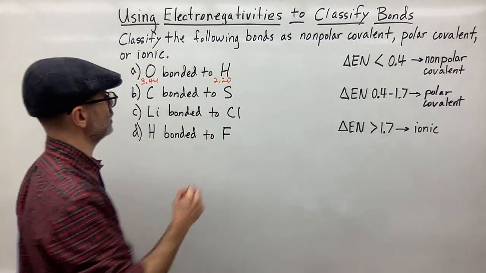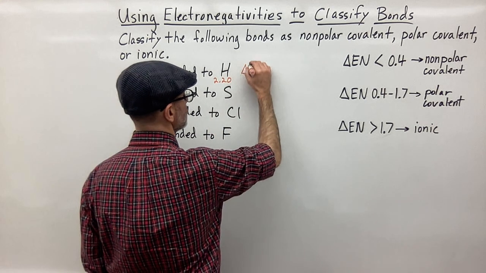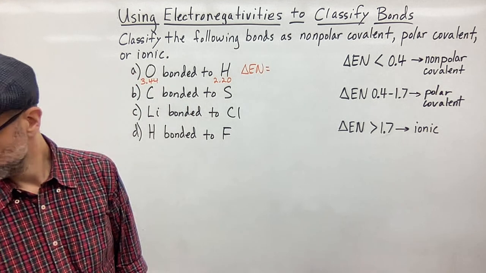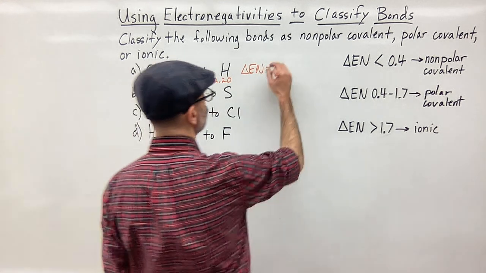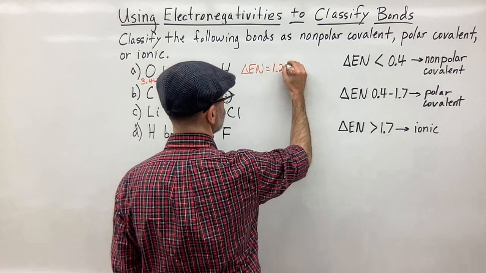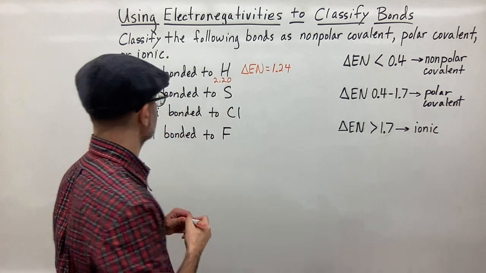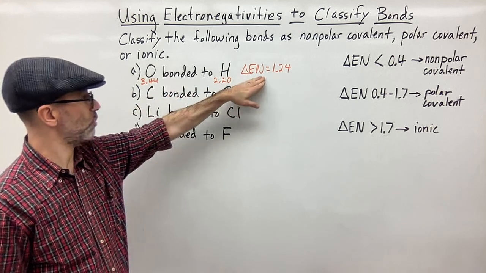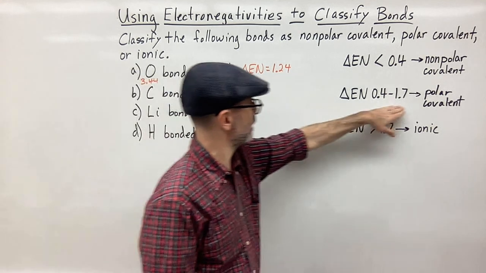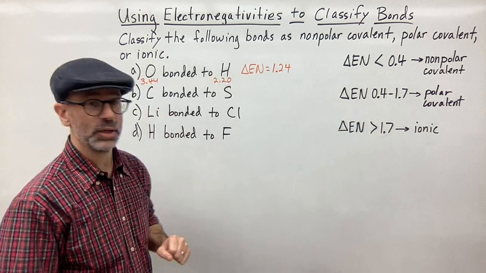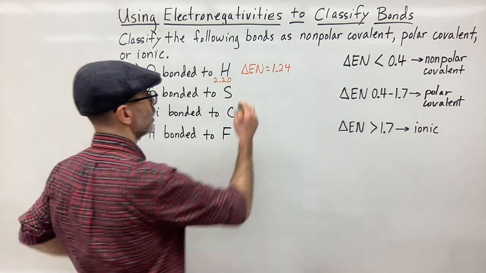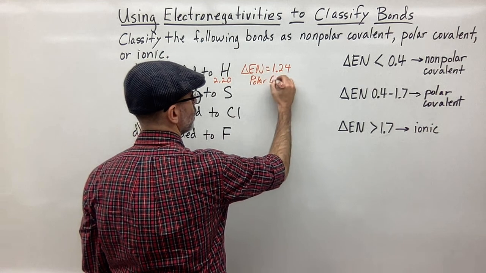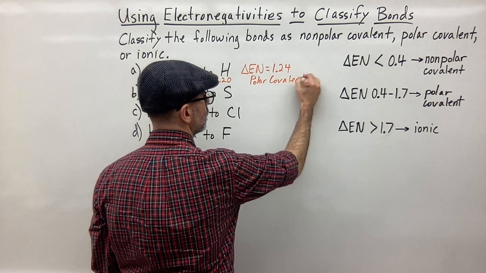And so that's going to give us an electronegativity difference of 1.24. Because the electronegativity difference between these two is 1.24, we're within this range here. So that would be polar covalent. I'll just write it out: polar covalent.